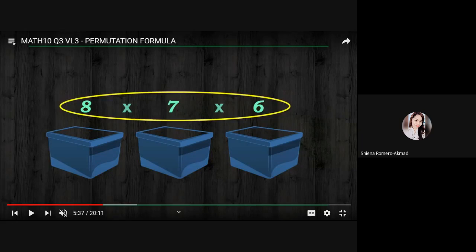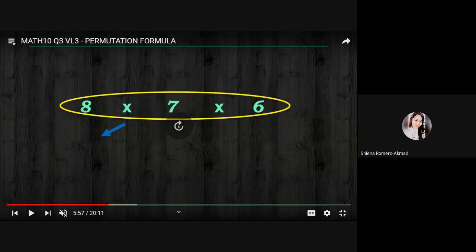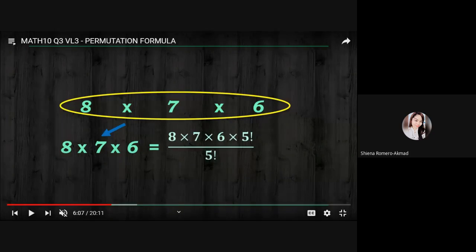Before we go to that, paano natin to i-express muna to factorial? 8 times 7 times 6 times 5 factorial, divided by 5 factorial. So we can express this to factorial, kasi 8 times 7 times 6 times 5 can be expressed as factorial also. And that gives us 8 times 7 times 6 times 5 factorial divided by 5 factorial. Na kapag kinancel natin itong si 5 factorial, may matitira na lang si 8 times 7 times 6.